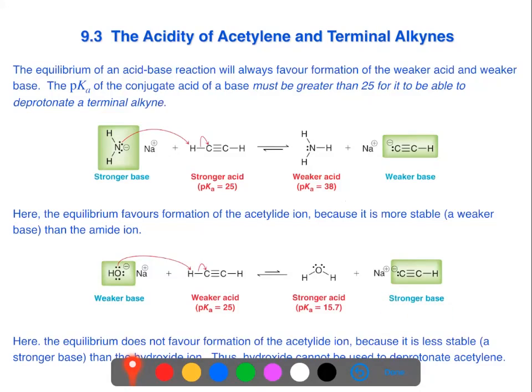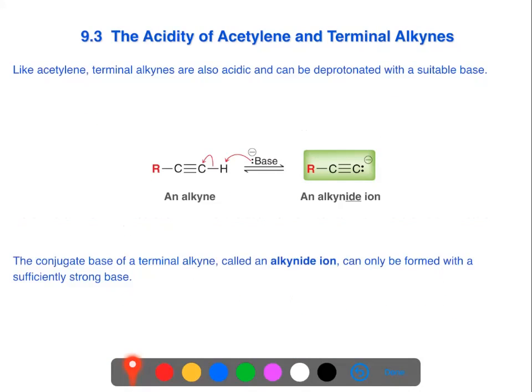So like ethyne, terminal alkynes are also acidic, and these can be deprotonated with a suitable base. And the net result of that reaction is the formation of the alkanide ion.